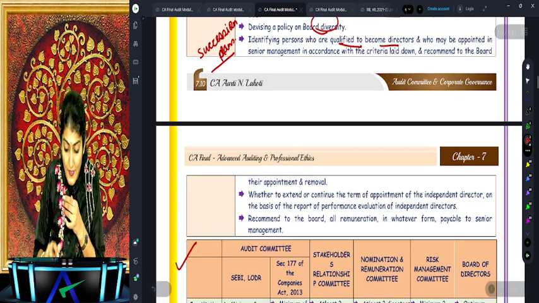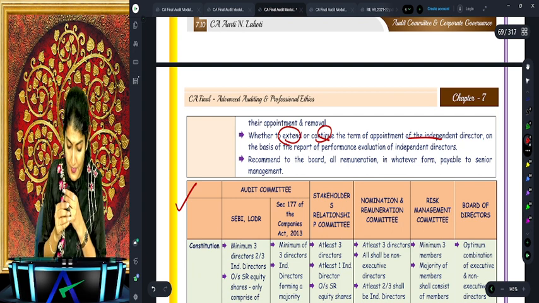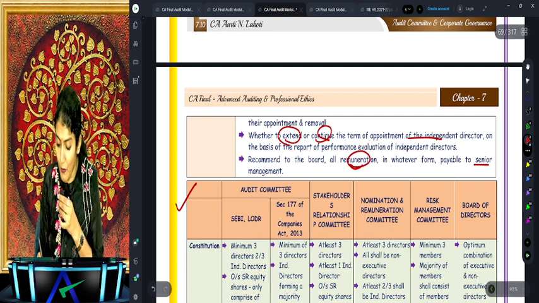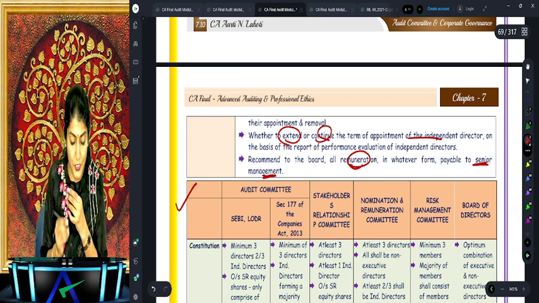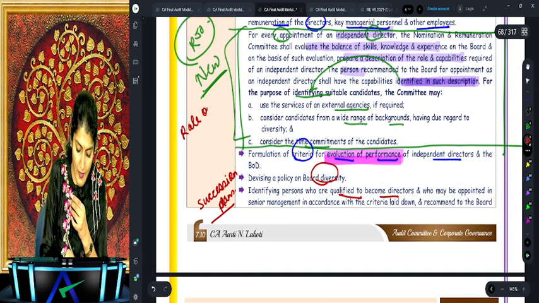Then whether to extend or continue the terms of appointment of the independent director, and also report to the board all remuneration in whatever form also payable to the senior management, right? So that is our discussion regarding the role of the NRC, right?